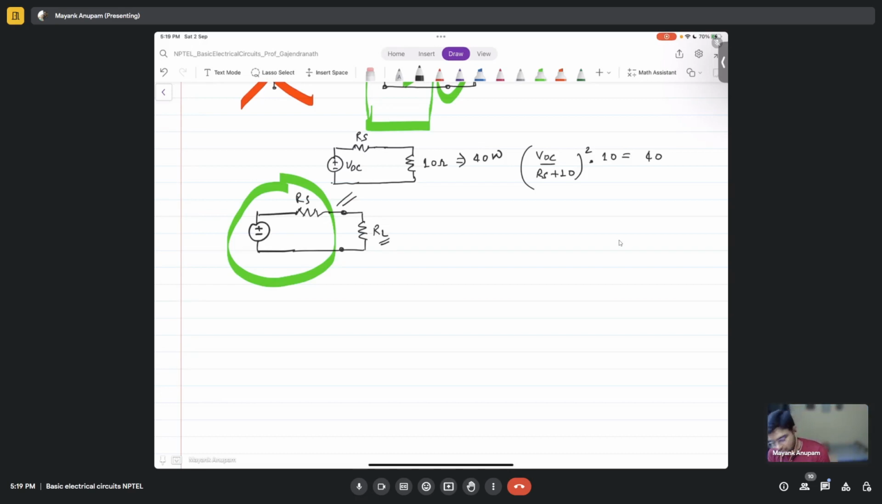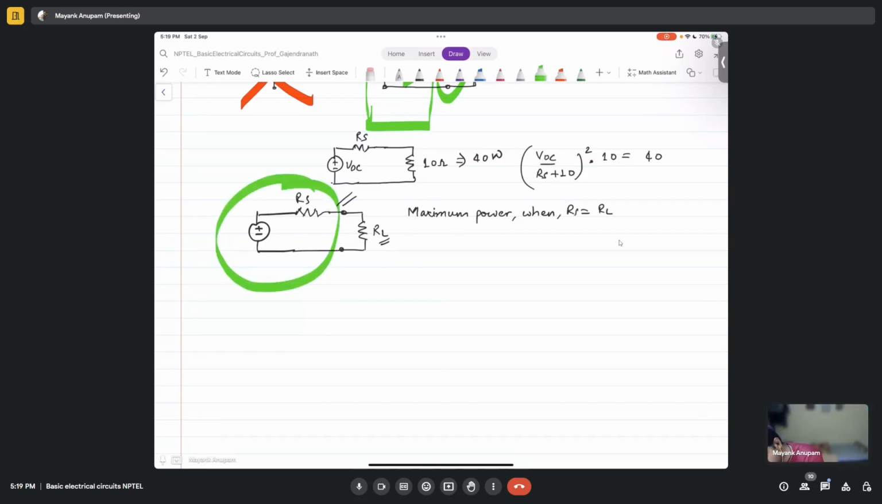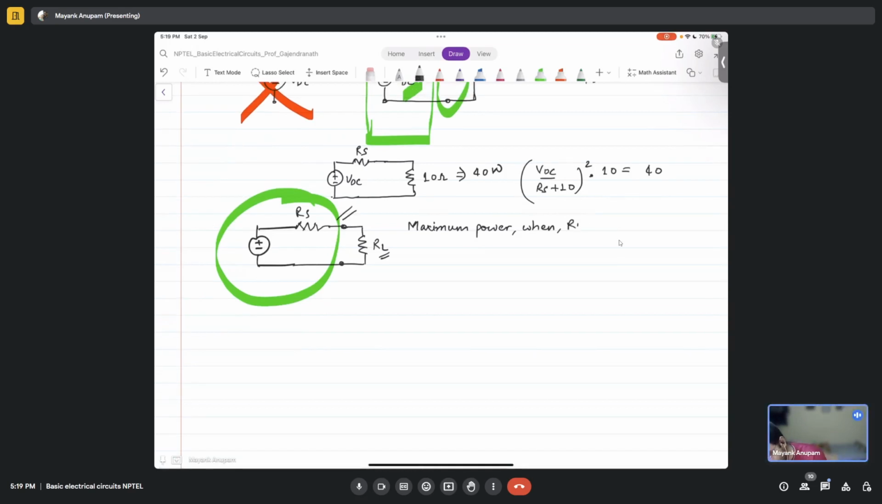When RS is equal to RL. Yes. So maximum power when RS equals RL. But RS is not in your control, right? So what is in your control? RL. Yes. So how will you choose the load? RL should be equal to RS, right? I mean the load resistance should be chosen such that it is equal to the series resistance of the DC voltage source, right?